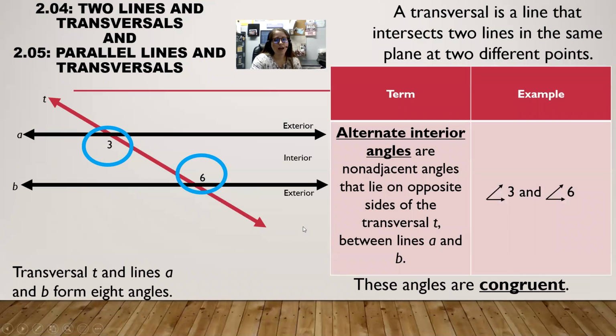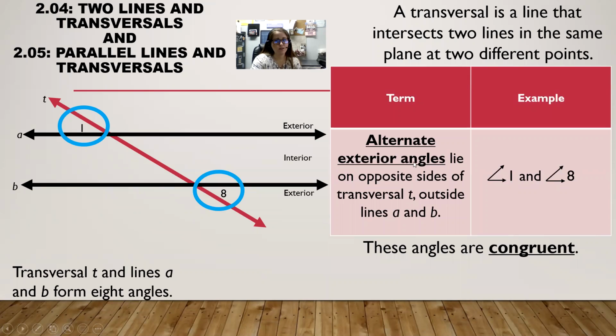The next thing we're going to look at is alternate exterior angles, okay? Again, they're going to lie on opposite sides of that transversal. However, they are both going to be on the outside of those parallel lines. So you can see that angle 1 up here is on the top and the exterior part, and then angle 8 is at the bottom on the exterior part as well. So these are alternate exterior angles. And these are also going to be congruent angles, so they would be the same measurement. So if angle 1 was 24 degrees, we would know that angle 8 is 24 degrees, okay?